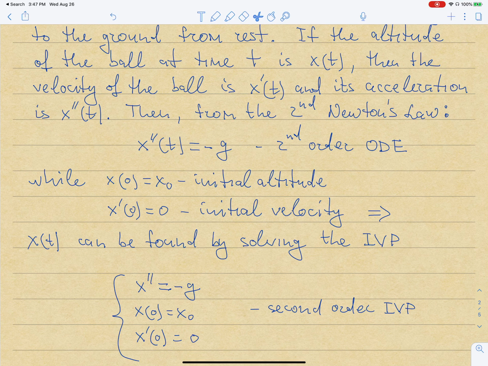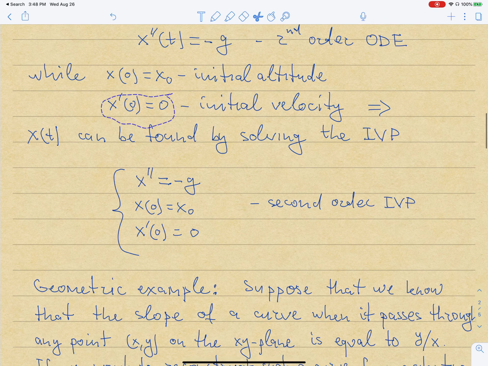We know the initial condition, initial height of the ball, initial position. And we know initial velocity because the ball was dropped from rest. So initial velocity is 0. And so then what you need to solve is a combination of a second order ODE and two initial conditions. So this is a second order initial value problem.